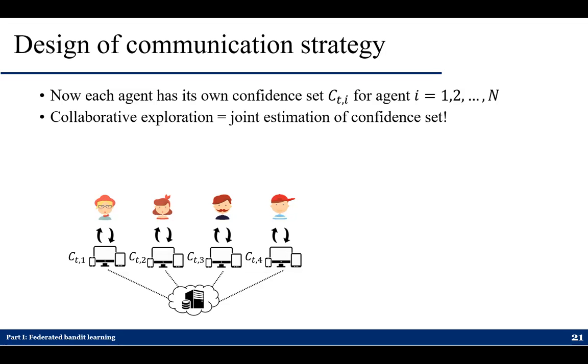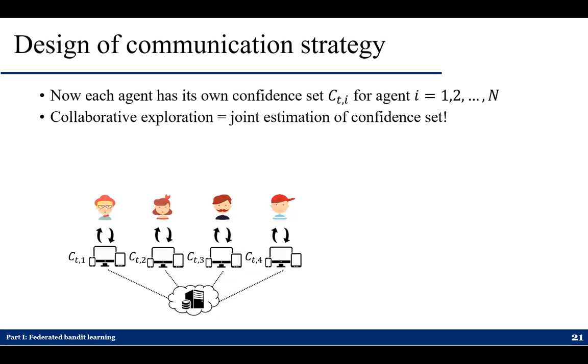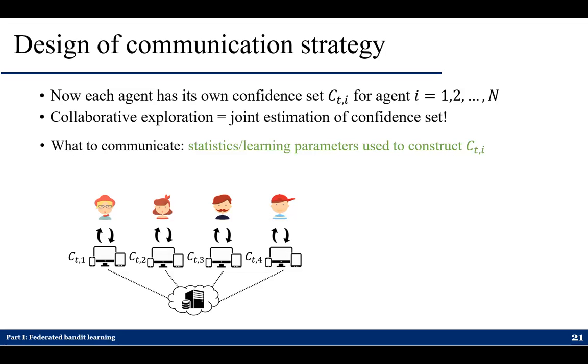now in this decentralized setting, every agent has its own confidence set. So each agent will construct something like this. And we denote the confidence set of client i at timestamp t as V_t^i. As we just mentioned in the previous slide, collaborative exploration of the decision space means joint estimation of the confidence set. So what they should communicate in this case is some statistic or learning parameters used to construct this confidence set.